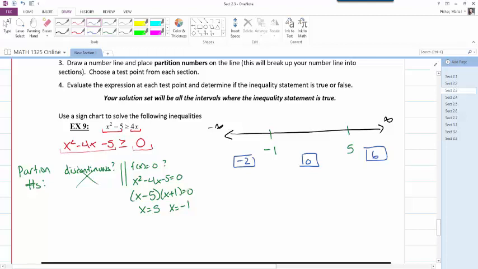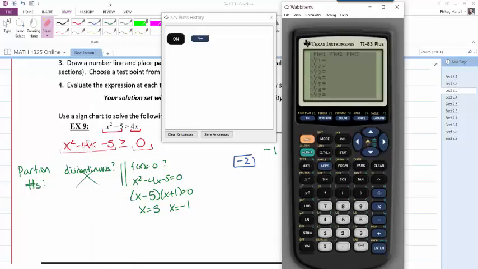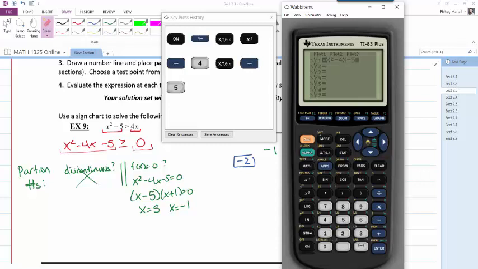So then, step 4 says, evaluate the expression at each test point and determine whether the inequality statement is true or false. So we're going to use the calculator to figure this out. I'm going to grab our calculator and turn it on. What I need to do again is hit y equals, and here you're going to put in the function. Recall our function is x squared minus 4x minus 5. So I'm going to place in here x squared minus 4x minus 5. And I'm going to make sure my table set is still set to ask. So second window for my table set. And thankfully it's still at ask. So then just second table.